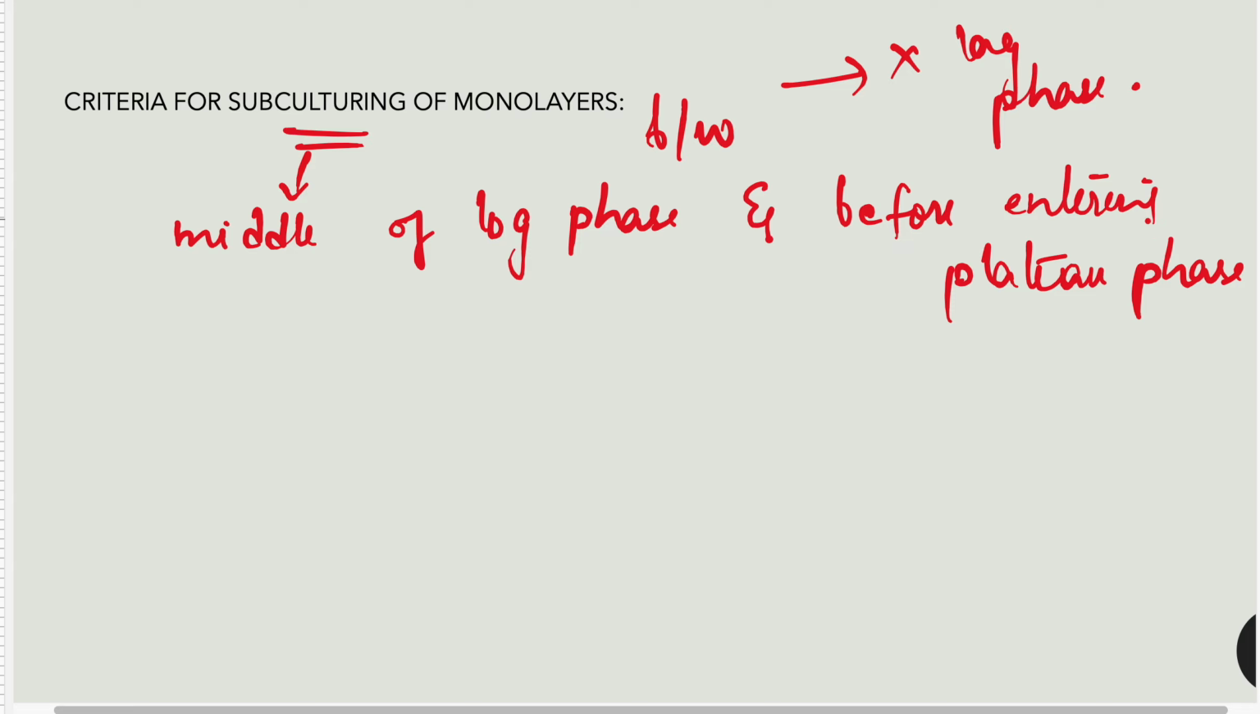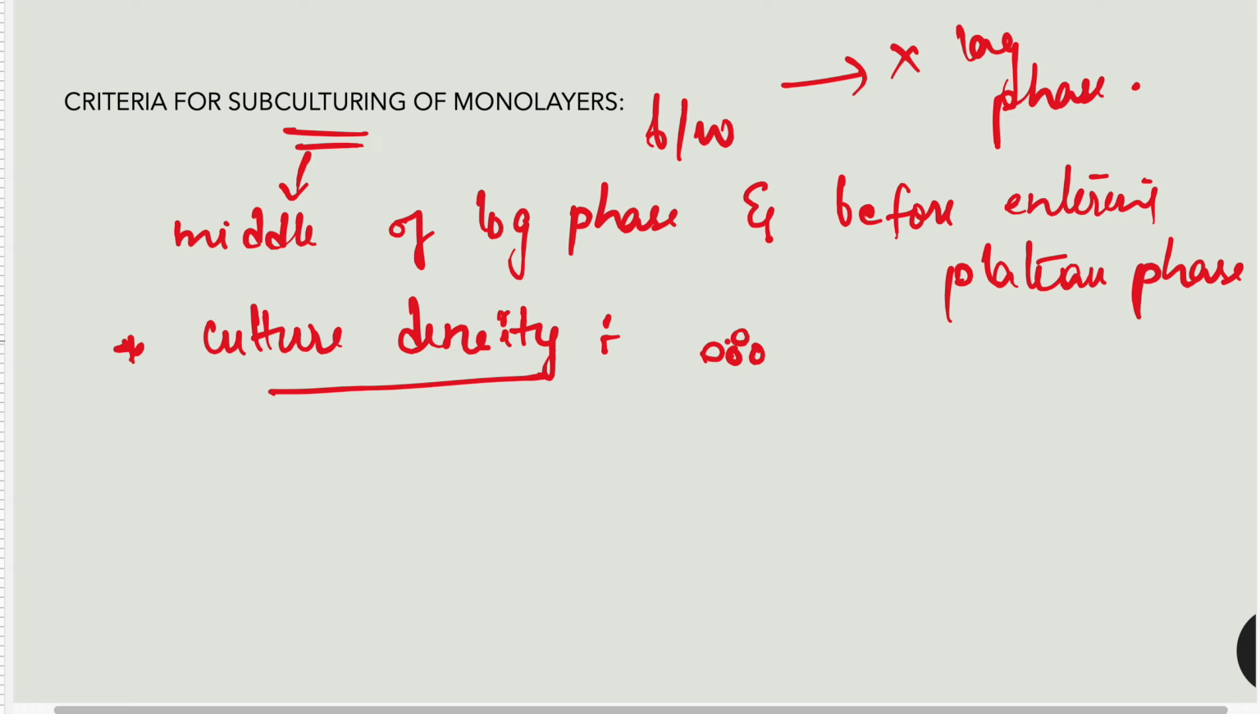So there are some criteria which we need to keep in mind before subculturing. First one is culture density. Culture density should be kept in mind when the contact inhibition starts or the cells come nearer to one another, then it's time for subculturing. Okay. Next, medium exhaustion.